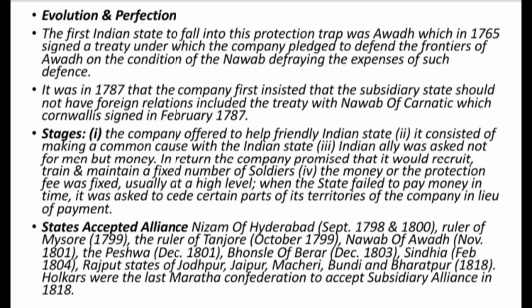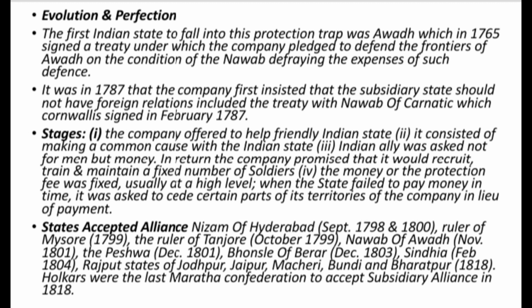The first stage was one in which the company offered to help a friendly Indian state with its troops to fight any war in which the state might be engaged. The second stage consisted of making common cause with the Indian state, now made friendly, and taking the field with the company's own soldiers and those of the state.